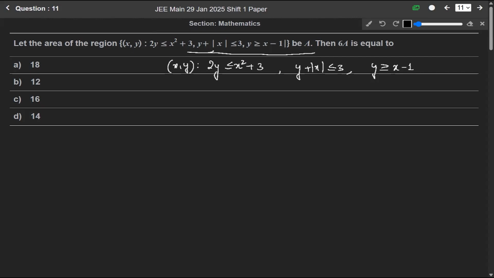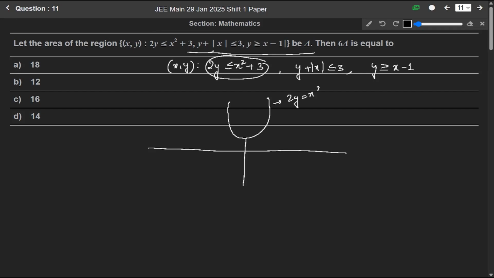x minus 1. For this, if we write these equations in terms of line equations, we are given 2y equals x square plus 3. It is like a parabolic equation, and it means the region is lying just above this curve. So let us say this is 2y equals x square plus 3. Then we are given y equals x minus 1. If we treat it as y equals modulus of x minus 1, this equation will be like this.